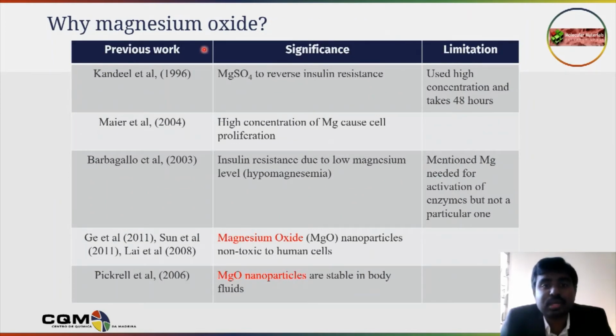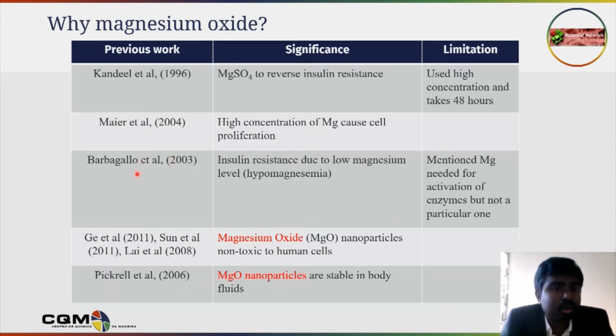Why magnesium oxide? In my work, I'm going to use magnesium oxide nanoparticles as a magnesium supplement to reverse insulin resistance. So why magnesium oxide? Kandil et al. in 1996 showed that magnesium sulfate can reverse insulin resistance. But in that work, he used a high concentration and it takes 48 hours. And May et al. in 2004 showed that a high concentration of magnesium can cause cell proliferation. It can lead to cell development.